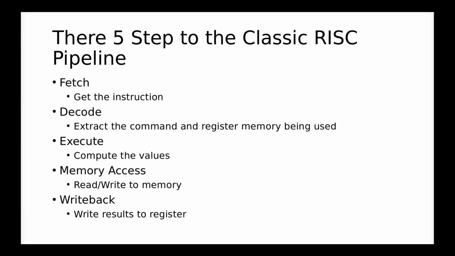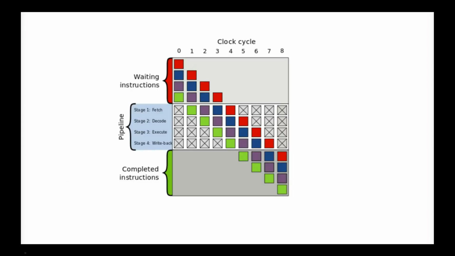Then you execute, which means you compute the values, you do the addition, multiplication, whatever. And memory access is where you read and write stuff to the memory, and then you write back, and that's where you put the results into the register. So you have multiple steps. Generally, you'll see in the next slides, memory access and write back are going to be combined together. So we basically only have 4 processes: fetching, decoding, executing, memory access, and write back. All the same thing.